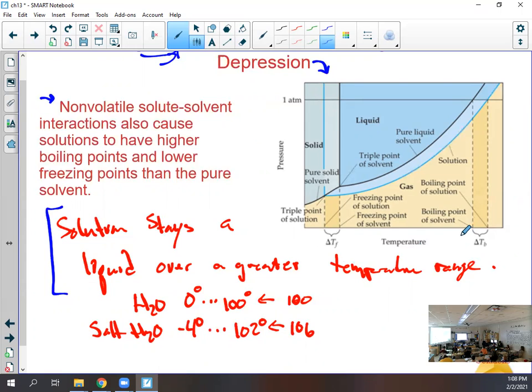You with me? If it boils higher, like let's say in water, it boils at 102 and it freezes at 22, my range is 80 versus 32 to 100, where my range was 68. Is it because it's harder to break apart the attractions between the salt and the water? That's for the boiling point. That's why it's elevated. And then it's decreased because there are more attractions. The depression's a little bit more complicated, and it's the next slide.